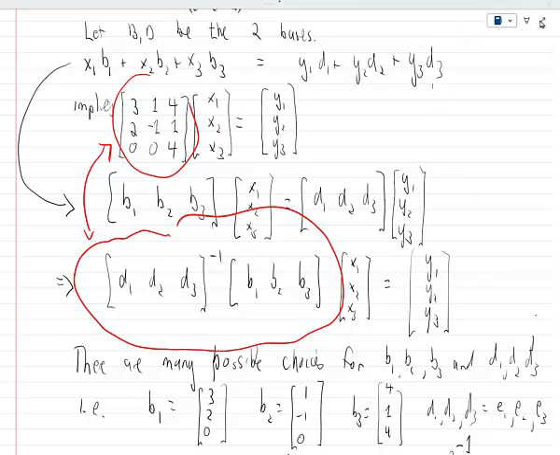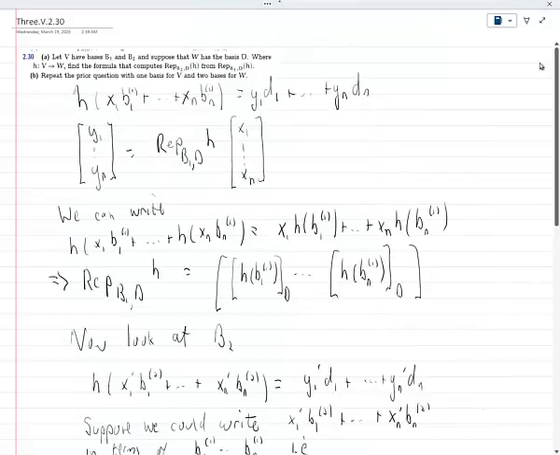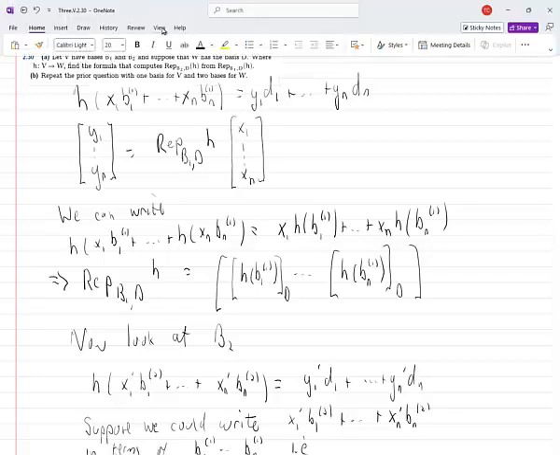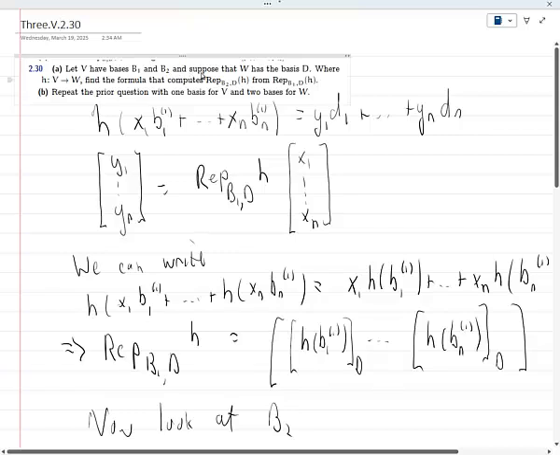Okay, now a second problem from this same set. All right. Let V have bases B1, B2, and suppose W has the basis D. All right, so keep this in mind. Two different vector spaces. The first vector space has two different bases, and the second vector space has one basis. Where H is a function from V to W, find the formula that computes rep B2,D of H from rep B1,D of H. Now, H is a linear map, we understand from the chapter.